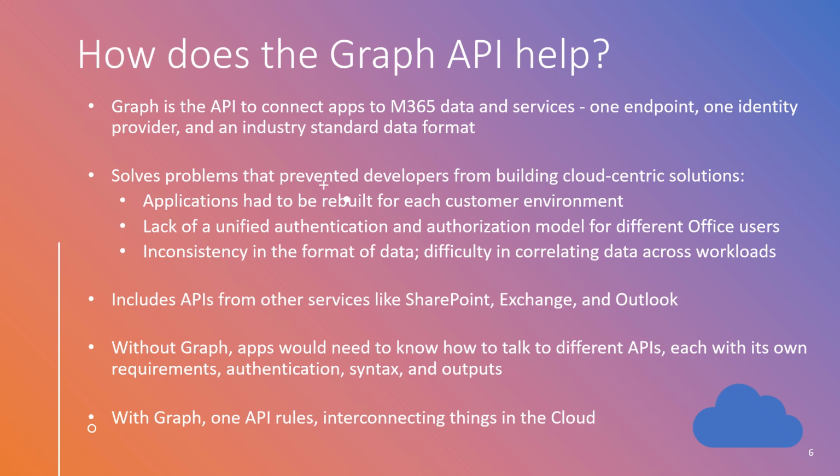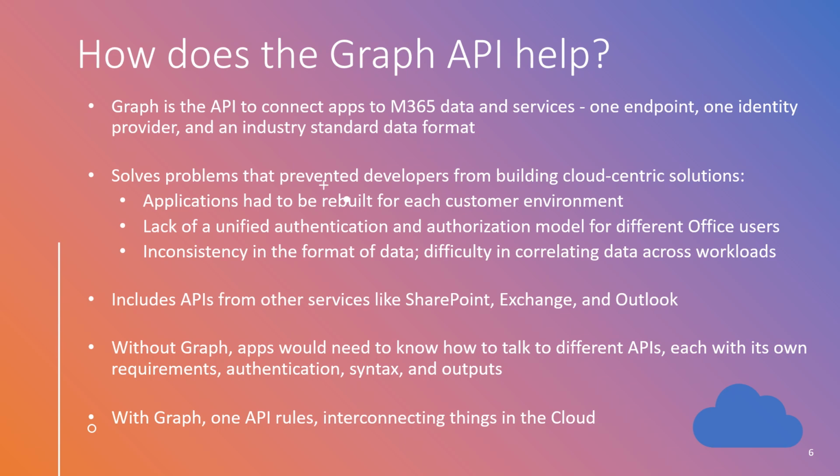Now, how does the Graph API help? Prior to Graph, there were many disconnected cloud services. Authentication was inconsistent. Developers had to learn different APIs, SDKs, and there were conflicting data formats, JSON, XML, binary, to name a few. Graph is the single API to connect your apps to M365 data and services. Now we have one endpoint, one identity provider, and an industry standard data format.